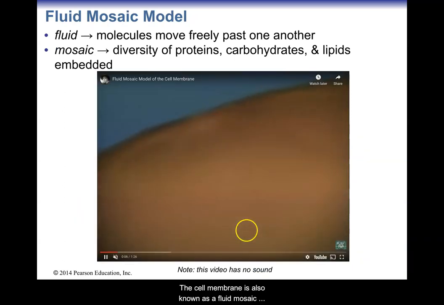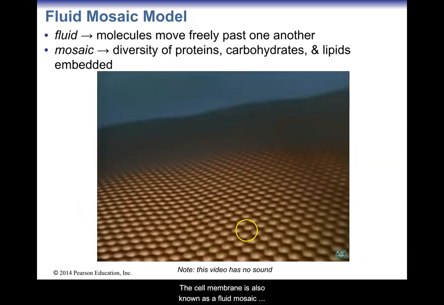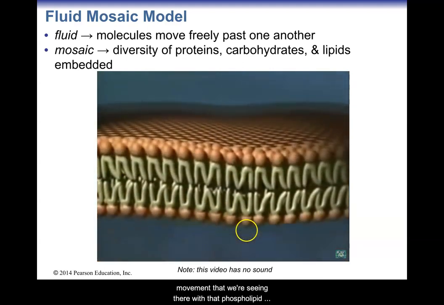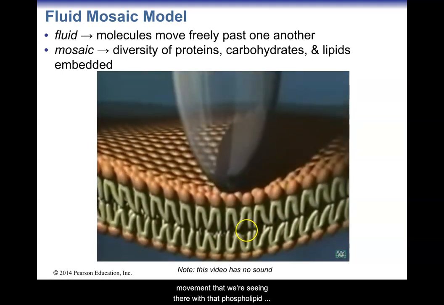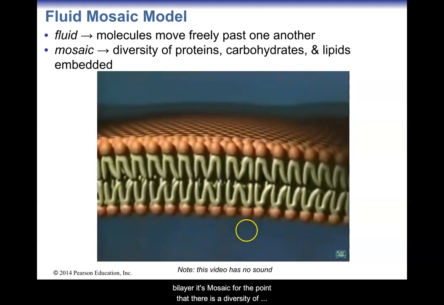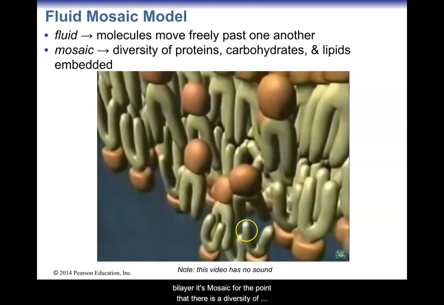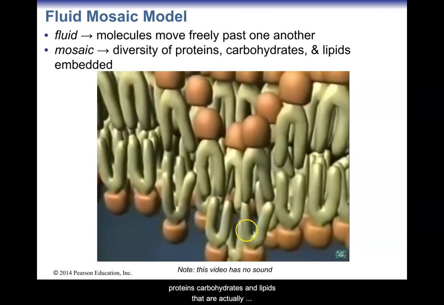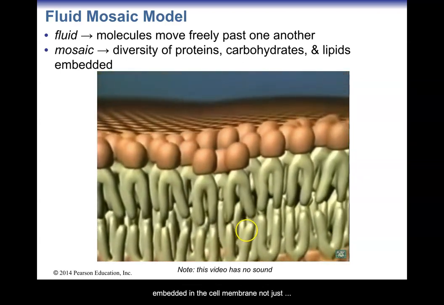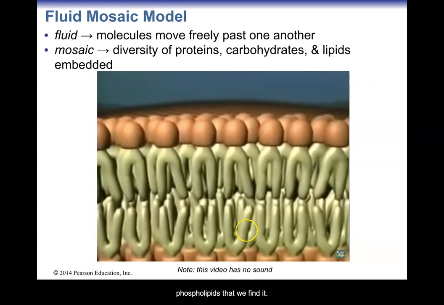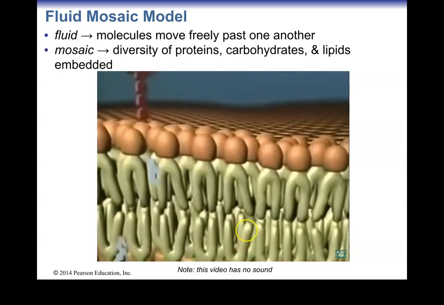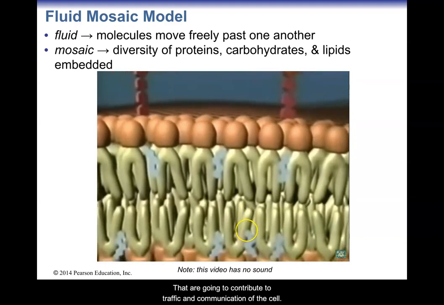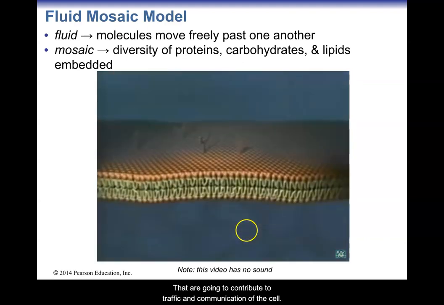The cell membrane is also known as a fluid mosaic model. Fluid because of its nature. We can see that movement that we're seeing there with that phospholipid bilayer. It's very fluid, and it's mosaic for the point that there's a diversity of proteins, carbohydrates, and lipids that are actually embedded in the cell membrane. It's not just phospholipids that we find. It's a number of different molecules that are going to contribute to traffic and communication of the cell.